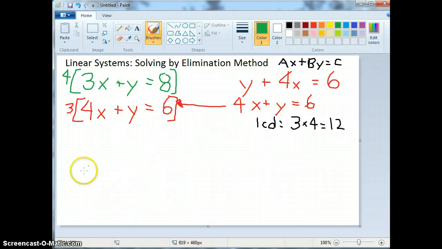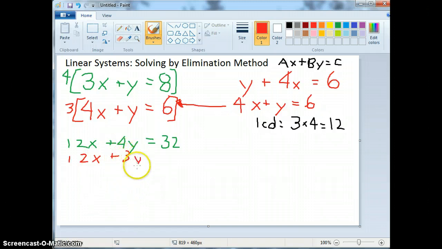Now they're going to match up a little nicer. 4 times 3 gives me 12x plus 4y is equal to 32. And now the other one, I multiply through: 12x plus 3y equals 18.